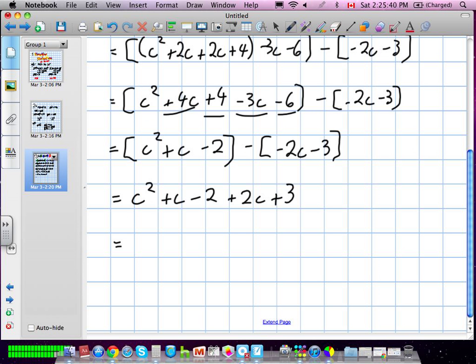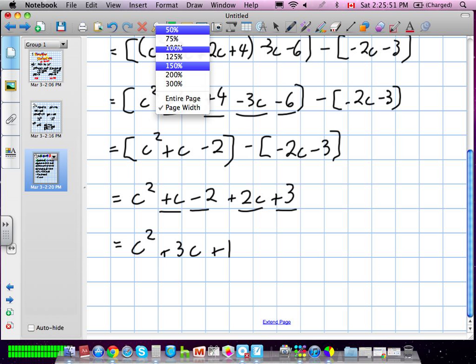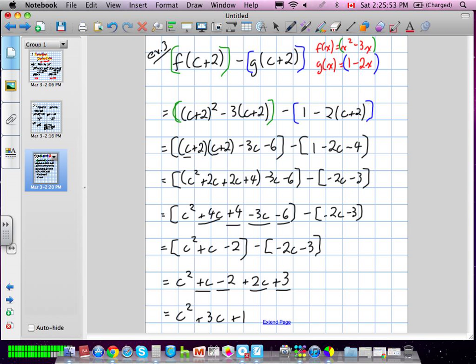It's c squared plus 3c plus 1. That's it. So we've gone through it all. When we subtracted f at c plus 2 minus g at c plus 2, this is what we determined: c squared plus 3c plus 1.